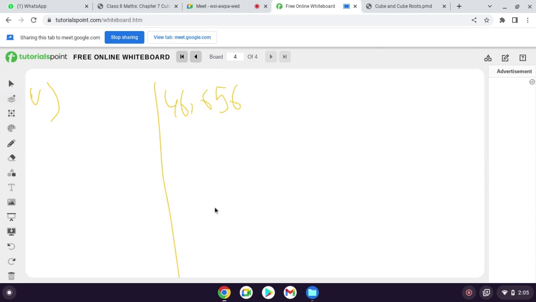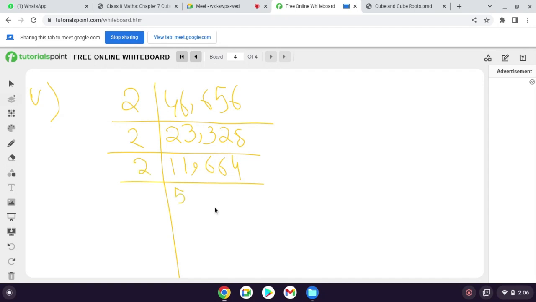46,656. So I think it will start from the 2, because 2 2s are 4, 2 3s are 6, 2 3s are 6, 2 2s are 4, 2 8s are 16. Clear? Now the next one. Yes. Again, 2 1s are 2, 2 1s are 2, and then 2 6s are 12, 2 6s are 12, 2 4s are 8. Now 11,664 again with the 2, 2 5s are 10, 2 8s are 16, 2 3s are 6, 2 2s are 4.